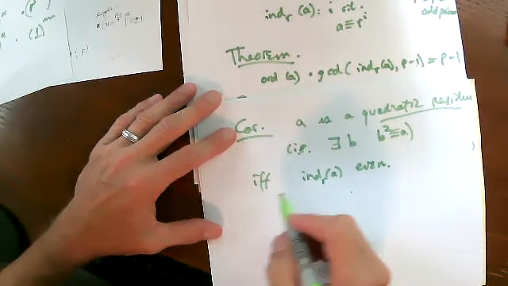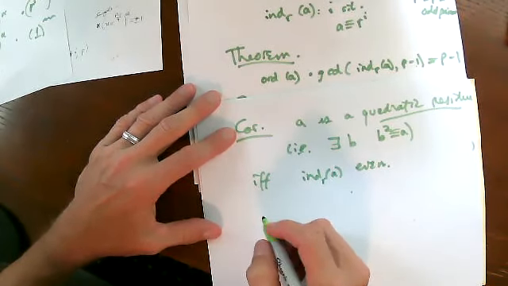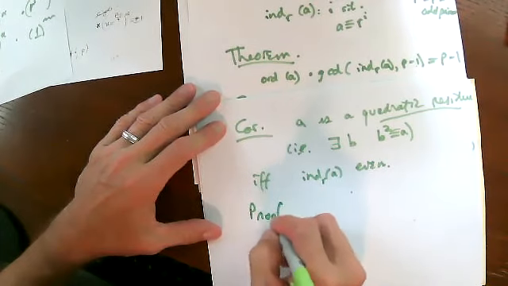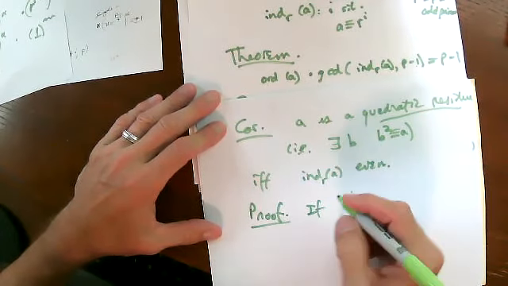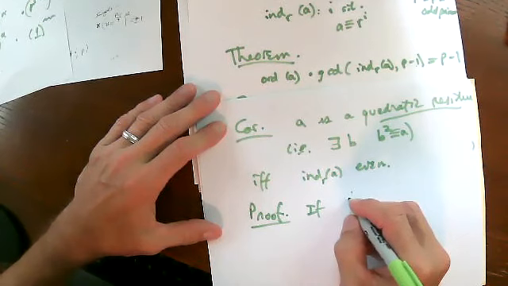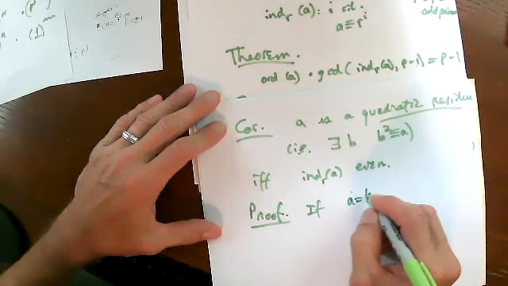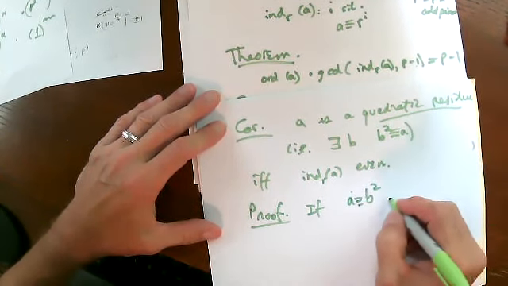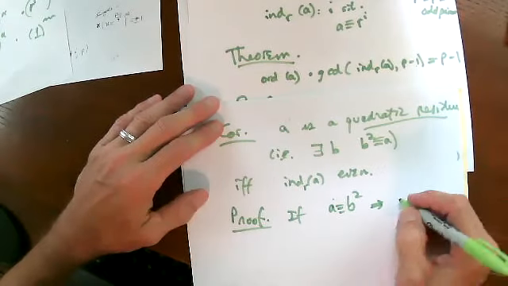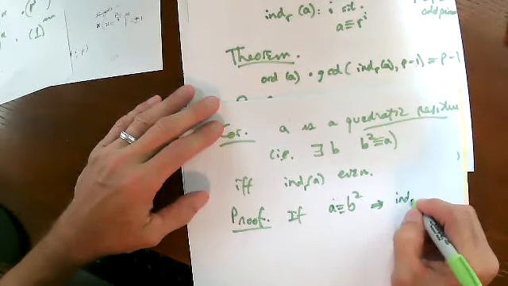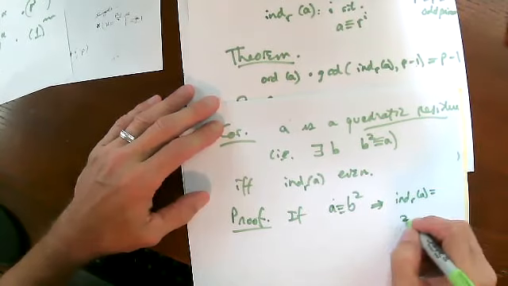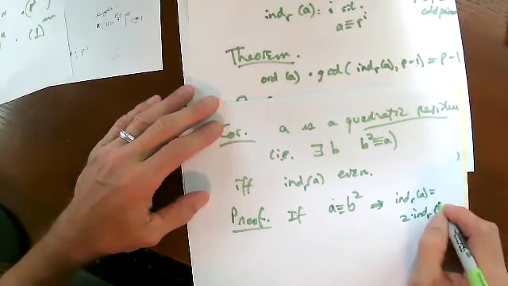So the proof of this is that if A really is a square, if A is the square of B, then that implies that the index mod R of A would be twice the index mod R of B.